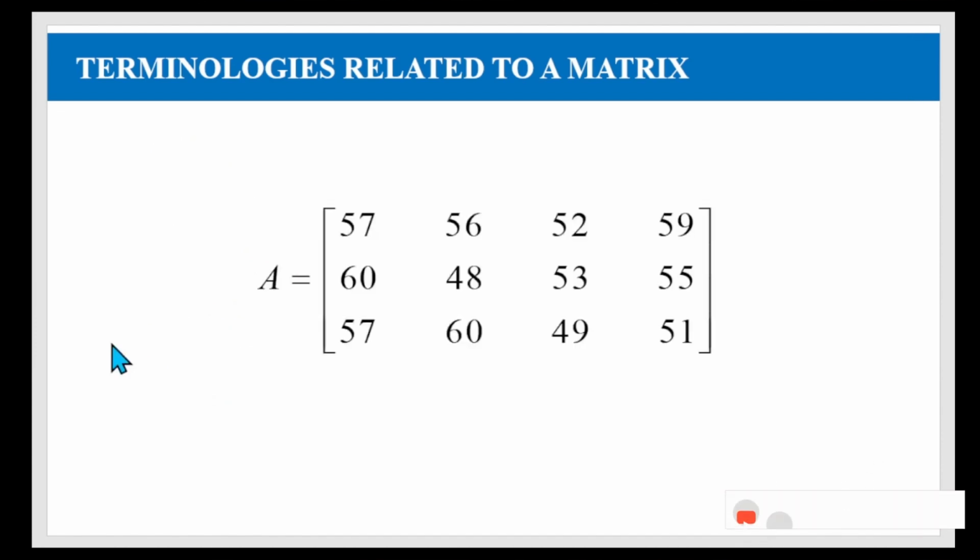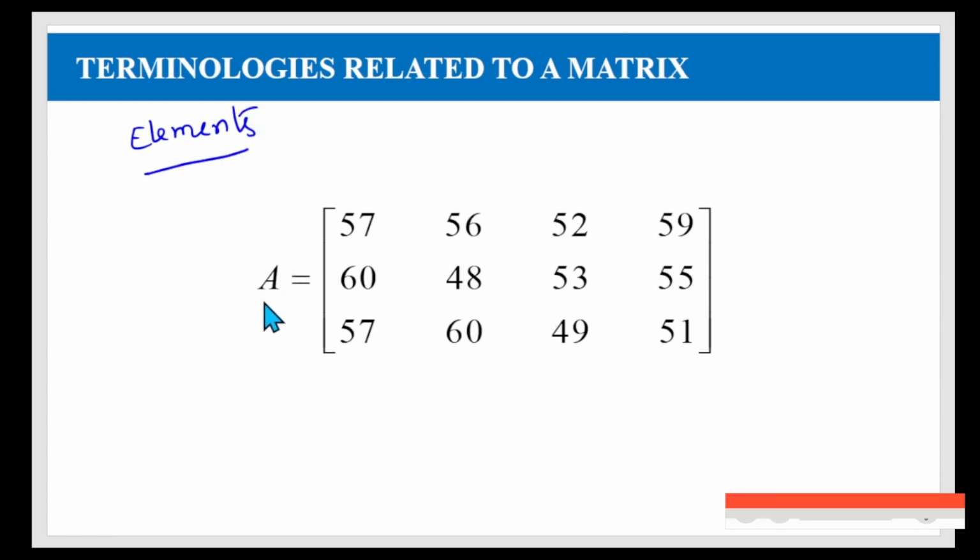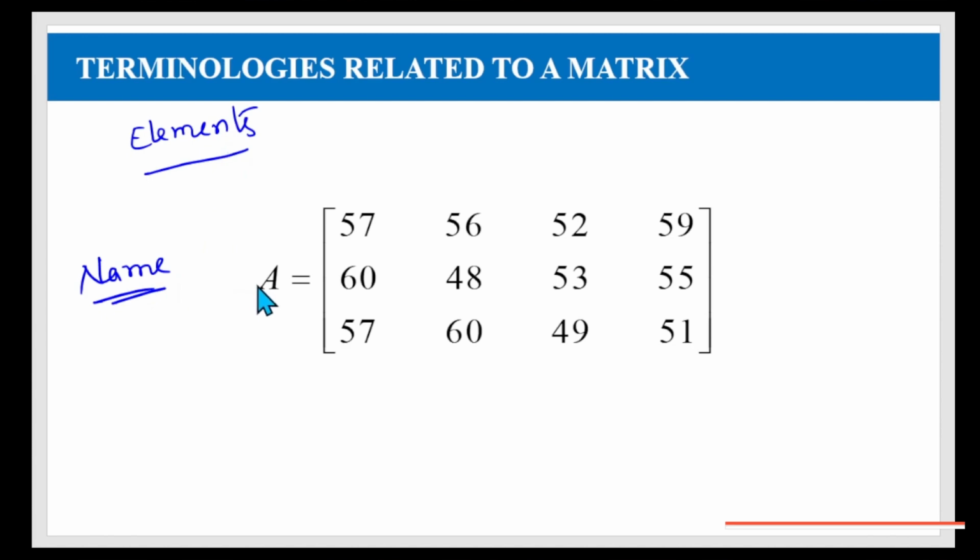Now, here you can observe, let us consider an example, the same example, A equal to 57, 56. The numbers written inside the matrix are called elements of a matrix. What are they called? Elements of a matrix. And this A is called the name given to the matrix, that is, the name of a matrix. So 2 points are clear. One is elements, and the other is the name. This is additional, I have told.